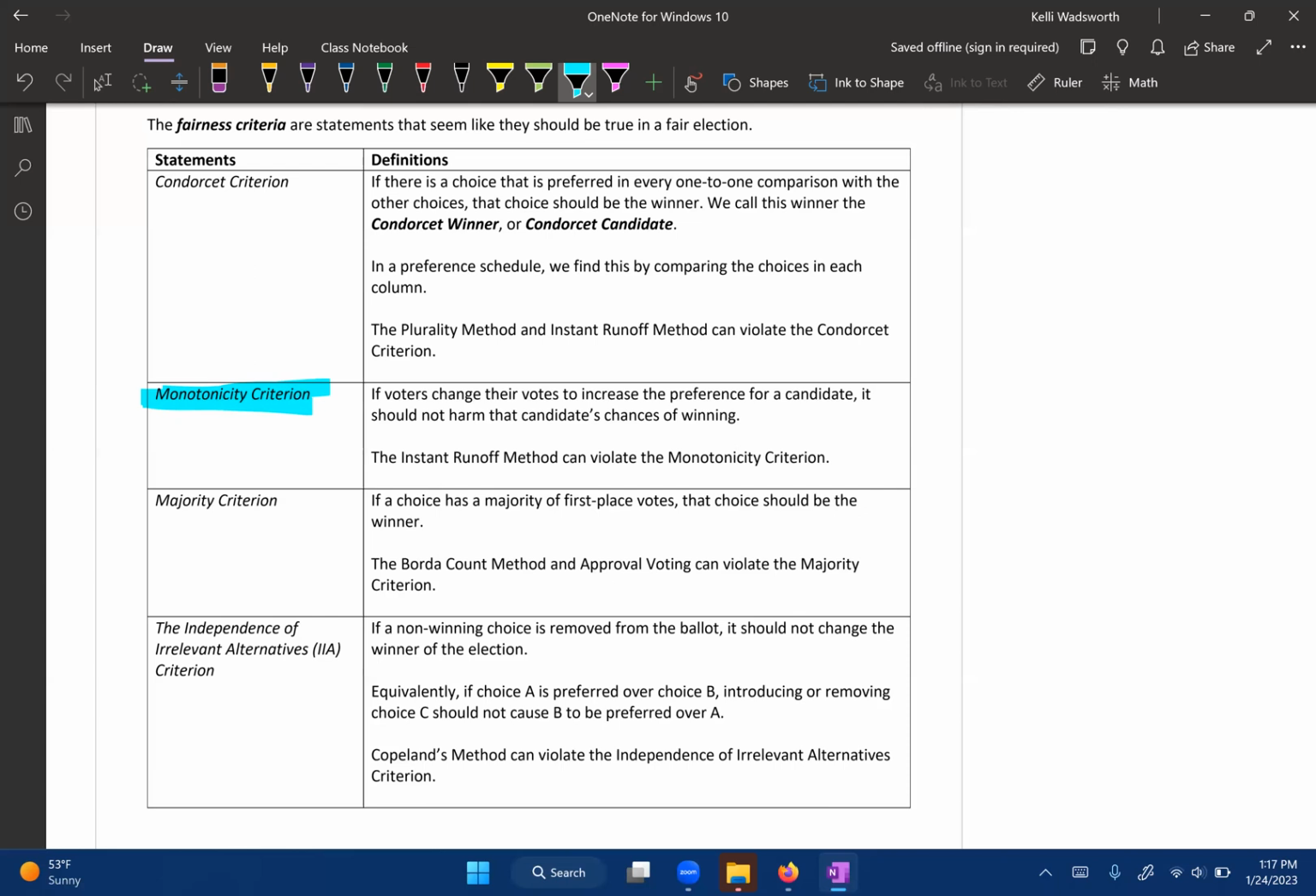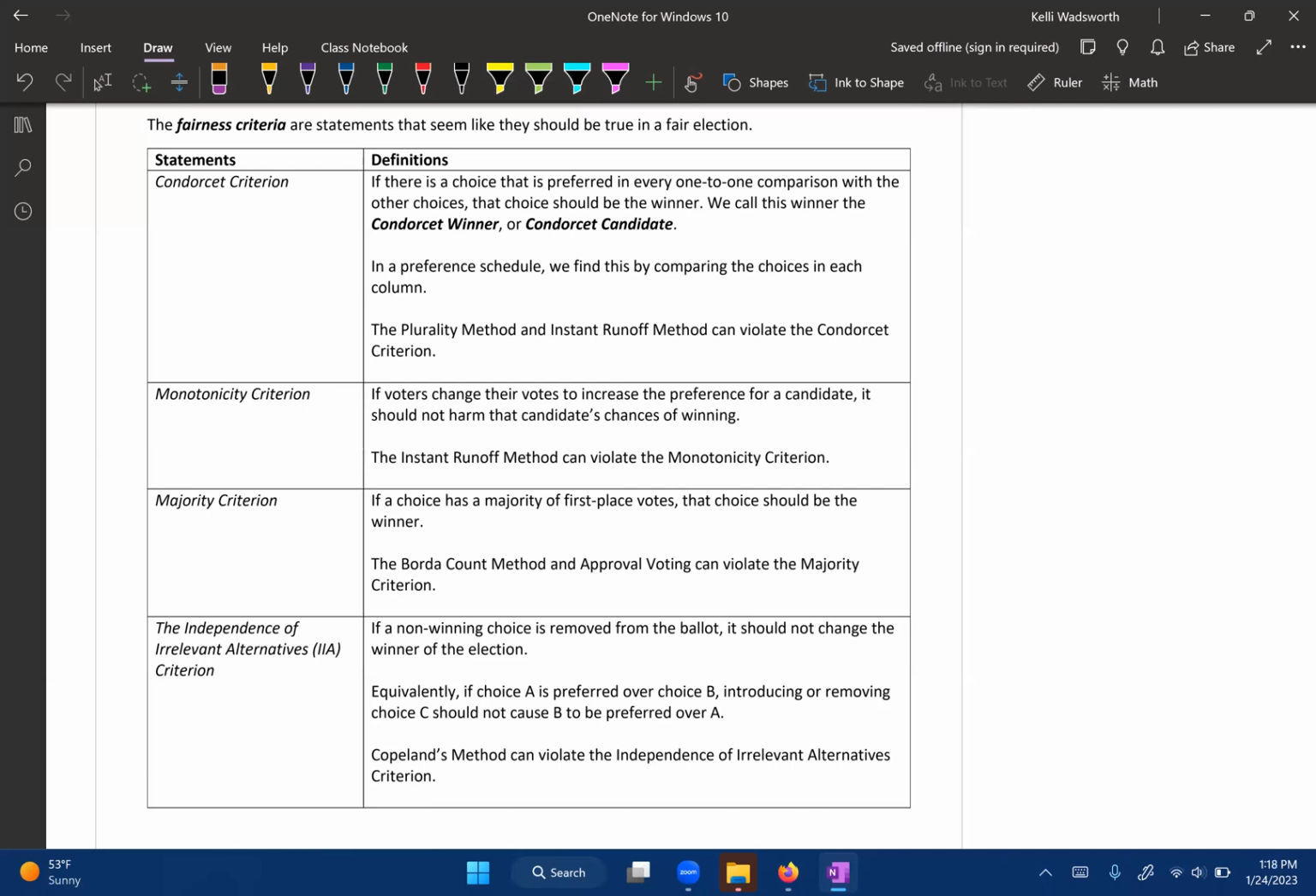So with this criterion, the instant runoff method can violate it. What they're saying is, if someone is eliminated and you get their votes, then that could actually change your chances of winning. So that's called the monotonicity criterion. Fancy word. Maybe we could call it the more votes criterion.